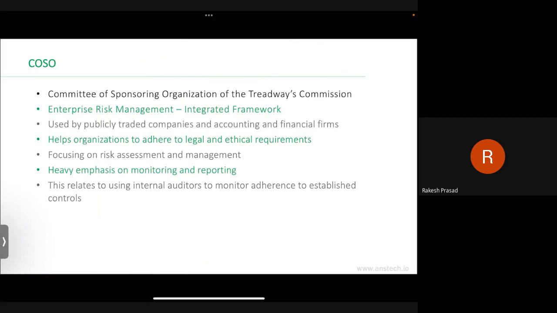Okay. COSO is an organization, the Committee of Sponsoring Organizations of the Treadway Commission. At times this does come in. It is an enterprise risk management and gives you an integrated framework. What happened was a Treadway Commission was formed after the famous Enron debacle. They came out with the idea that there has to be a lot of internal controls in an organization to report what wrong is going to happen.